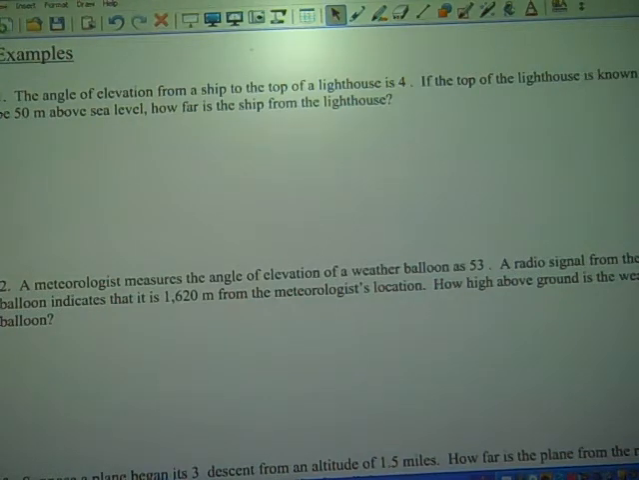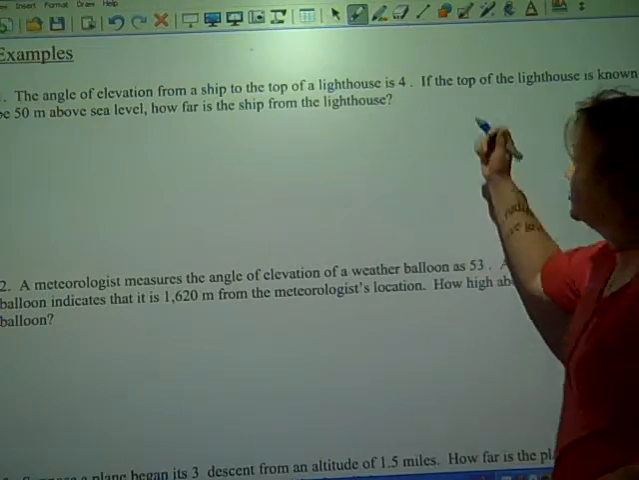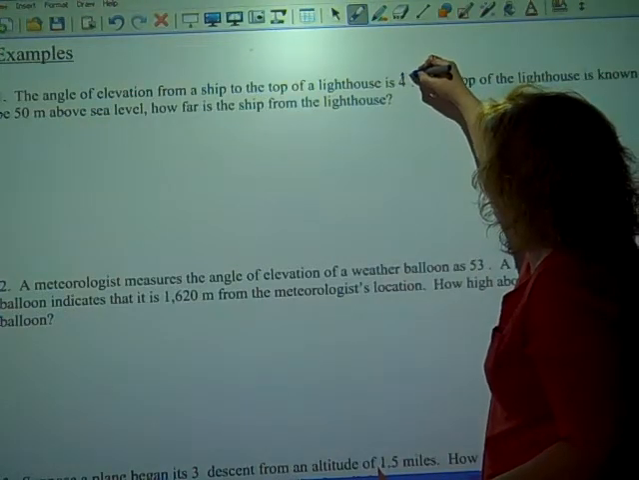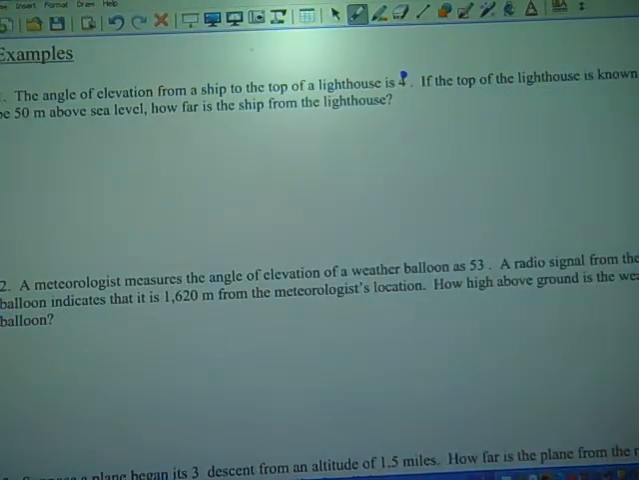The angle of elevation from a ship to the top of a lighthouse is 4. And you know what? That's my fault. That should be a degree sign here. 4 degrees. Put a degree sign there for yourself. If the top of the lighthouse is known to be 50 meters above sea level, how far is the ship from the lighthouse? Okay, so there's a story problem there.